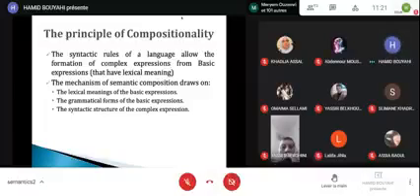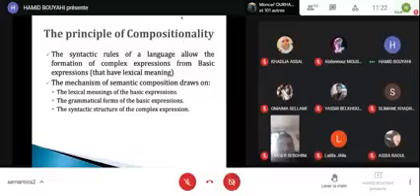So first, we get the lexical meaning of basic expressions. We have seen that before. The grammatical forms. How does each grammatical element function in a sentence? Then, how do they combine into phrases? That's basically it.